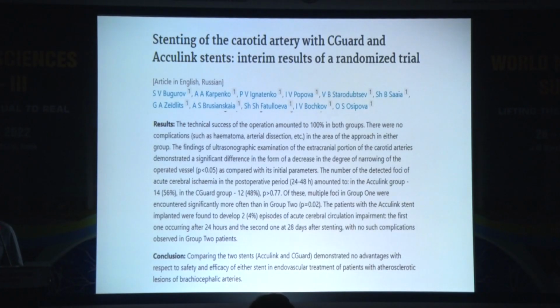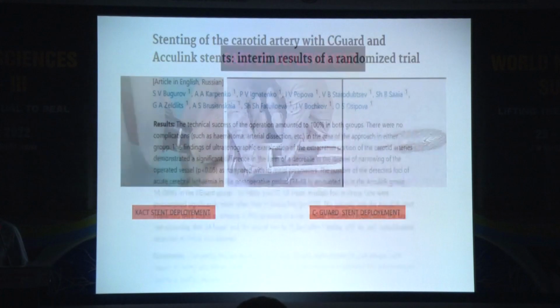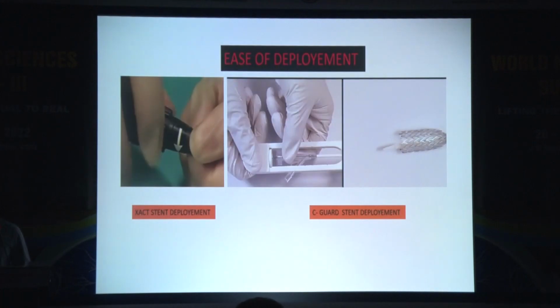And this is again a study which has shown the comparison between the two stents. So there is no difference between the two stents in safety and efficacy. It's an operator choice. But if you ask me, we are frequently using the Xact stent, probably because the ease of deployment is excellent. The Xact stent can be easily deployed just by rotating the hub clockwise, and you can precisely deploy the stent. In case of the CGuard, you have to do an exchange maneuver, and it can sometimes cause non-precise deployment of the stent.